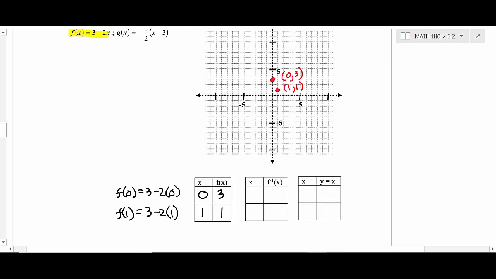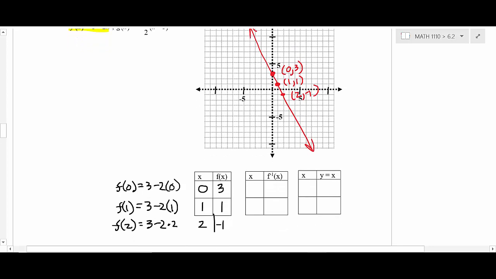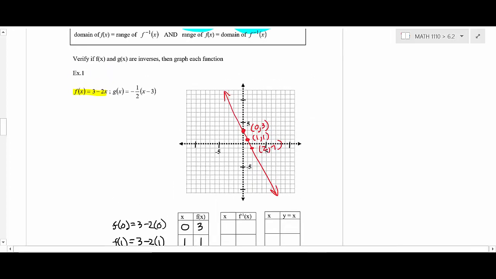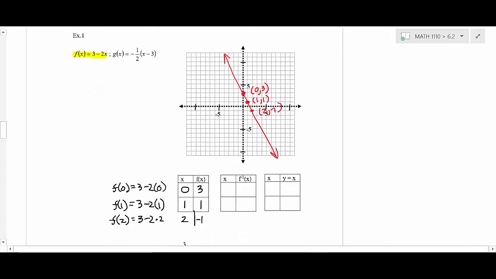Okay, let's do one other point too. I want to go ahead and do one more. Let's do 2. If we do f of 2, we'll have 3 minus 2 times 2. So that is 3 minus 4, which is negative 1. So we're going to have a point (2, -1) like that. And then just connect the dots. That's a straight line. We already know that's a straight line. Now, what I'm going to show you on this, and I'm going to try to be careful when I do this, is we're going to now work with this function.